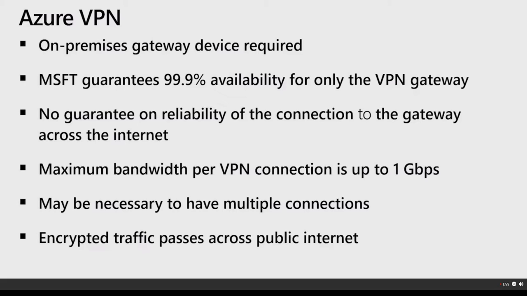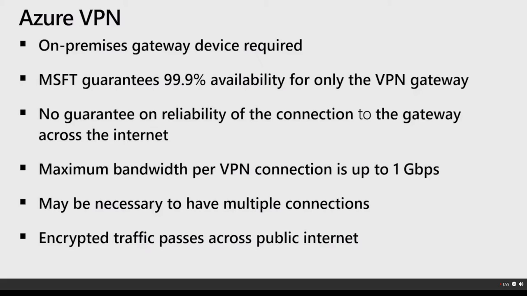But Microsoft manages this VPN connection and guarantees 99.9% availability for the VPN gateway service in Azure at the Azure end. It's important to remember that there's no guarantee on the reliability of the connection to that gateway in Azure as it crosses the internet. So there are a significant number of networking components that are outside of Microsoft's control, which could affect that VPN reliability. That's just how networks work.